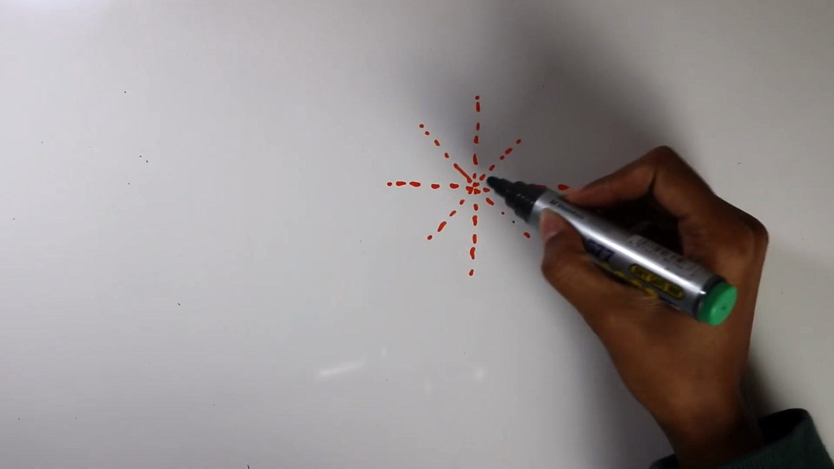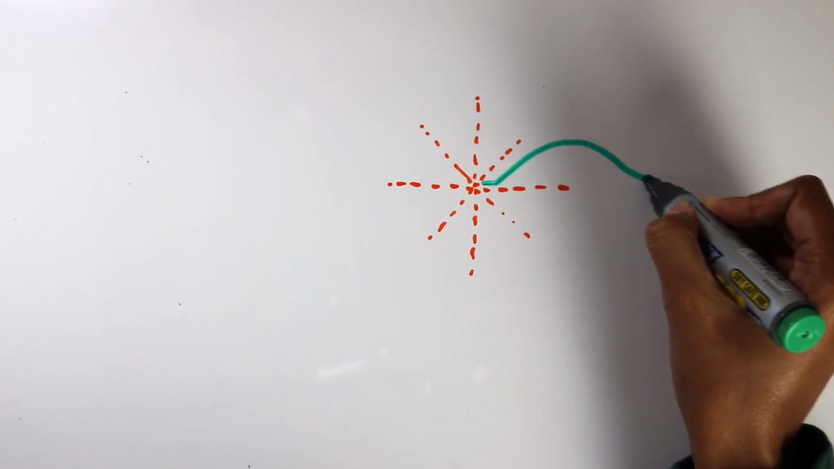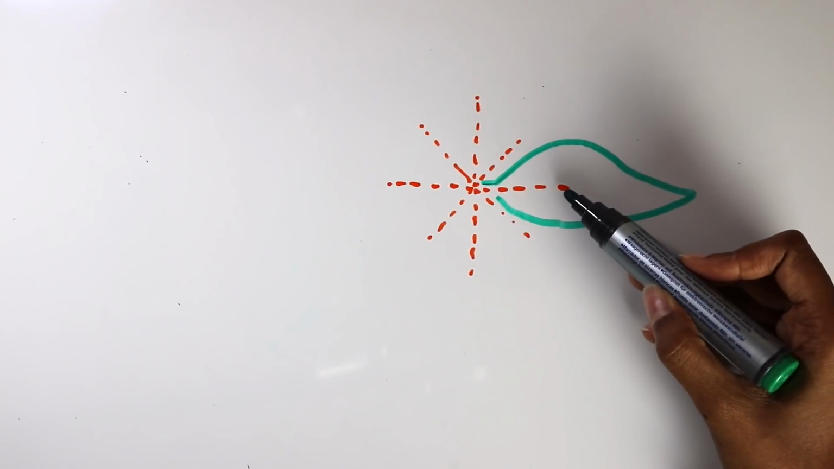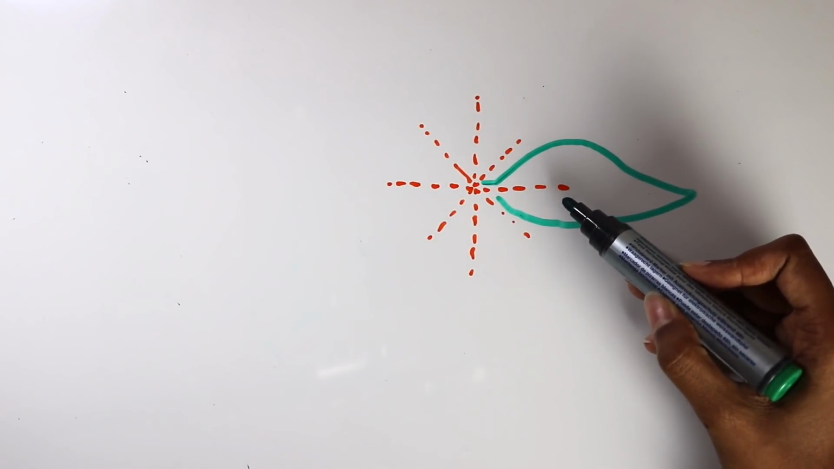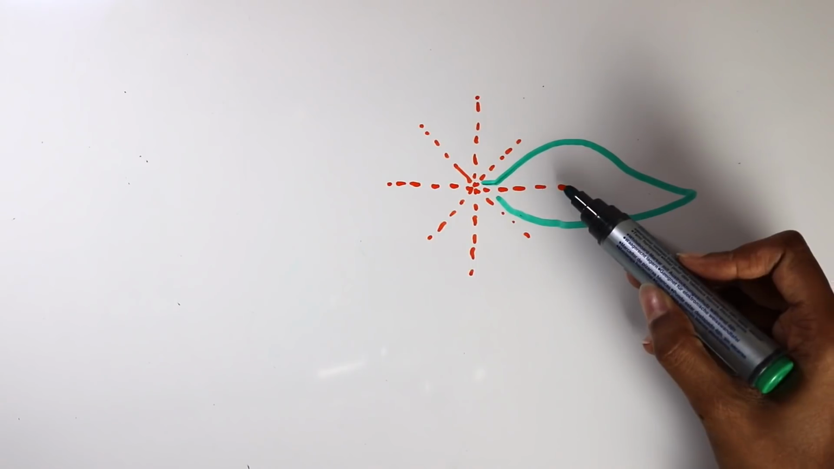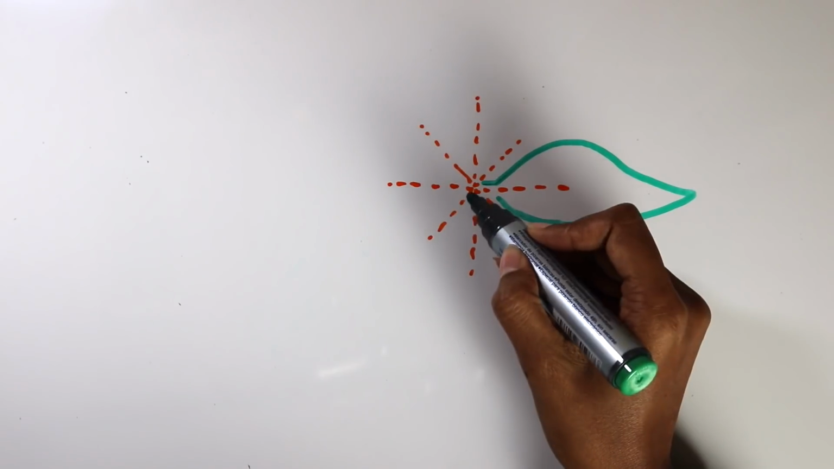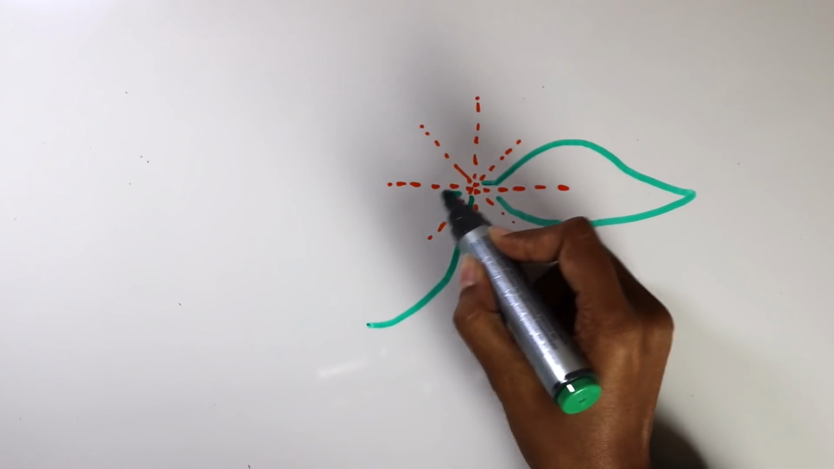So if our first leaf goes here, our second leaf should go 3/8 of the circle around, which is, so this is half of the circle, and that's 1/4, so that's 3/8. So it's here. That's where the next leaf would be.